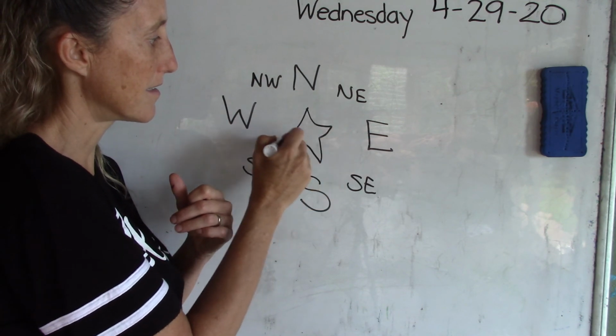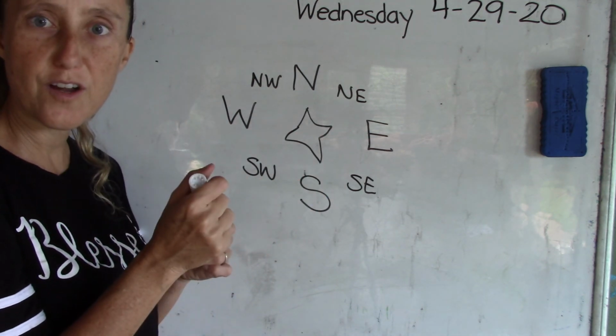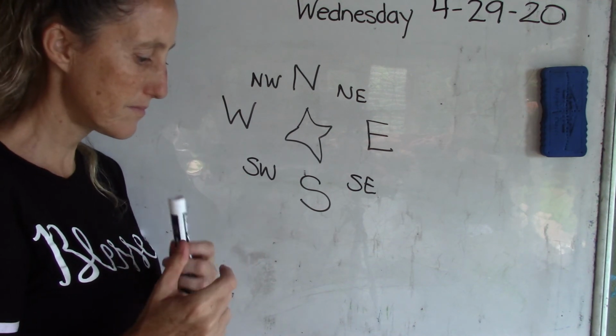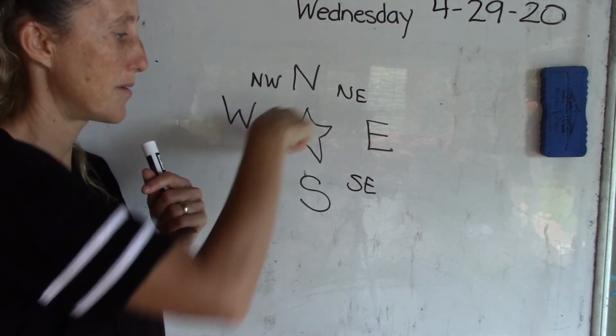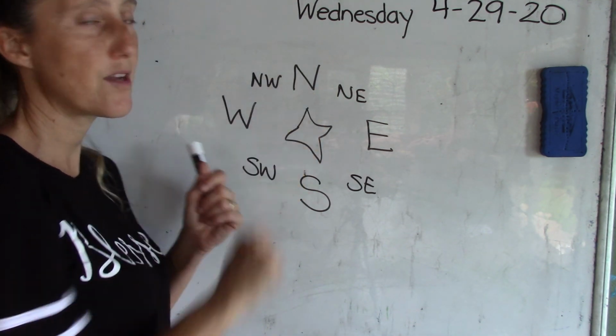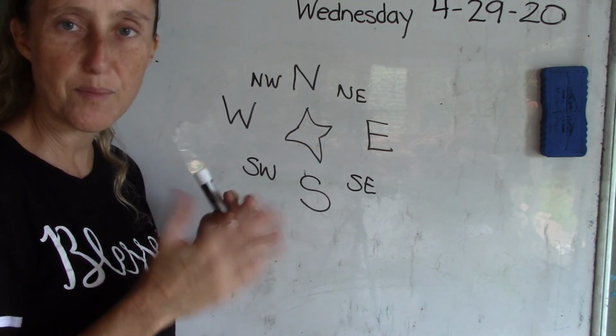Okay, so those are kind of the directions. It kind of has like a star thing in there. Those are the directions. And so if I say pointing this way, northeast, pointing down, south, pointing this way, northwest. So they just want you to remember that, okay?